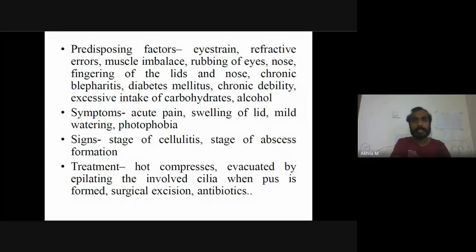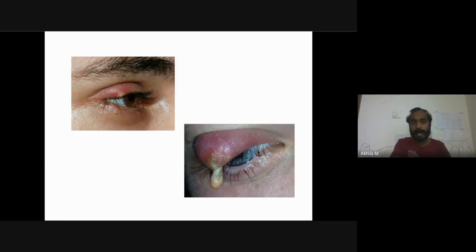Okay, these are the conditions: etiological factors, symptoms, pain will be there. Signs are there according to the condition, cellulitis or abscess formation. We can do some hot compresses, or otherwise, when pus is formed, we can evacuate it, remove the cilia and drain out the pus. From this picture, you will get an idea about the external hordeolum or stye.